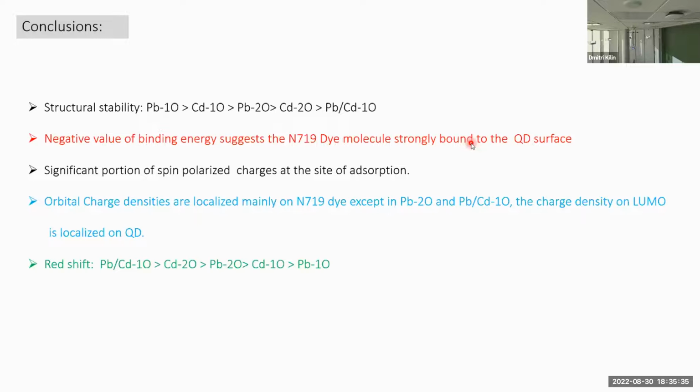These are the conclusions of my presentation. For structural stability, we see it is more stable as D214. The negative value of binding energy suggests that the molecule is strongly bound to the QD surface. There is a significant portion of spin polarized surface at the site of adsorption. Orbital charge densities are localized mainly on the dye, except for the cadmium 2O interface, where the charge density is localized on cadmium. The gap in the interface and cadmium case is smaller than in the other cases.